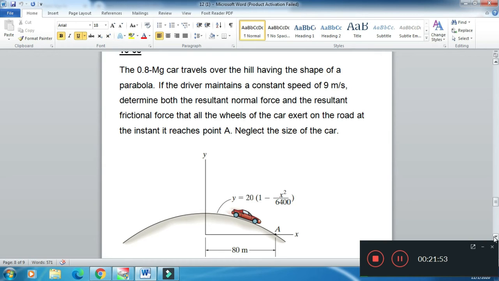The equation of the parabola is given as y equals 20 times (1 minus x squared over 6400), and at location A the value of x is 80. When x is 0, the height of the hill is 20 meters measured from the reference point.